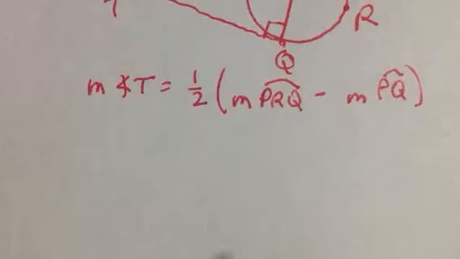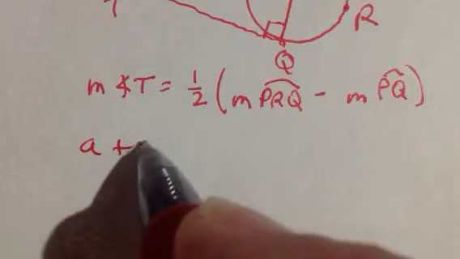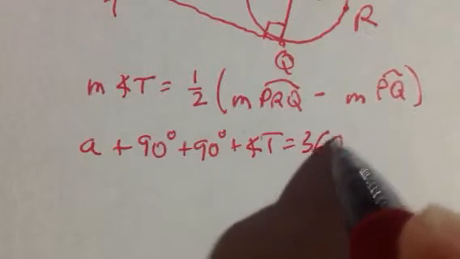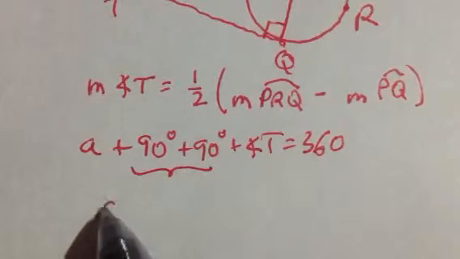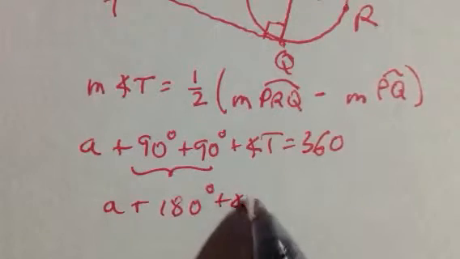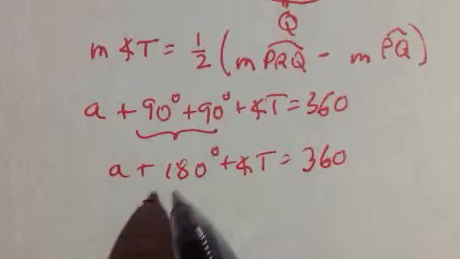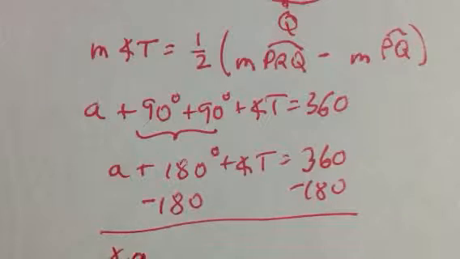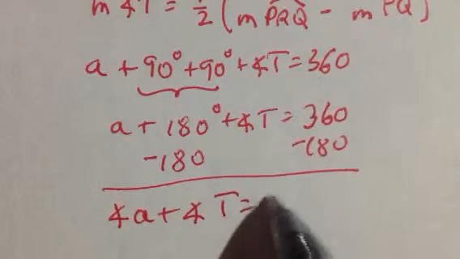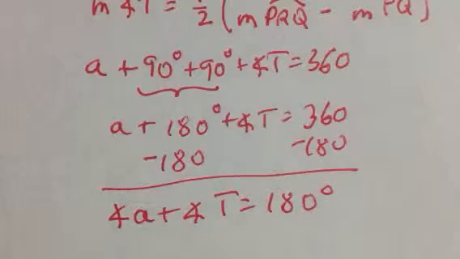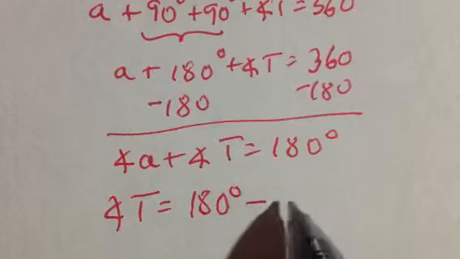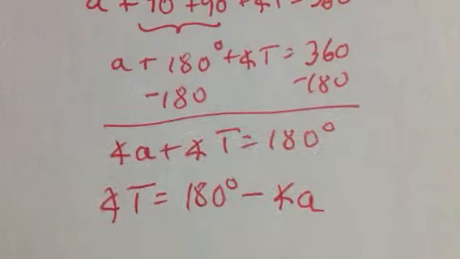That means that we have angle A plus 90 degrees plus 90 degrees plus angle T is equal to 360 degrees. We can combine these terms to make A plus 180 degrees plus angle T equals 360. We can subtract 180 from both sides. That gives us angle A plus angle T equals 180 degrees. Okay, well, now we can solve for angle T, and that will give us angle T equals 180 degrees minus angle A. Very nice.